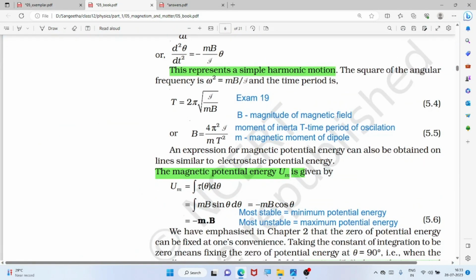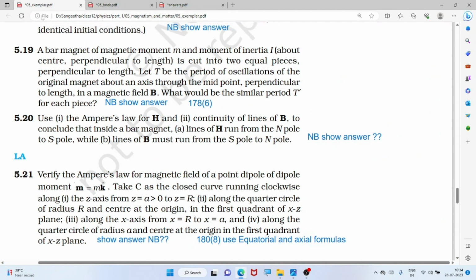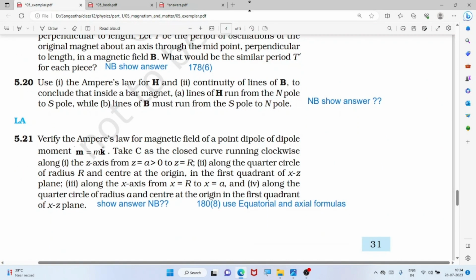Okay, this is the formula for the time period: 2 pi into moment, which is the magnetic moment, and the magnetic field. Use Ampere's law and the continuity of the lines of B to conclude that for the bar magnet, the lines of H run from the north pole to the south pole.